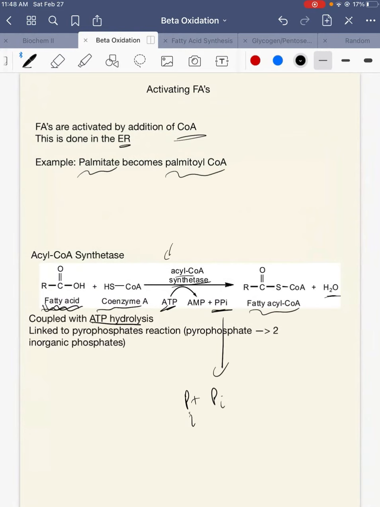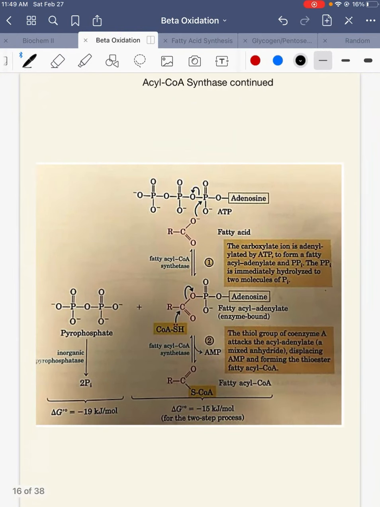So it's slightly negative by itself, but coupling it with the breaking down of pyrophosphate produces more energy for the cell to use, not phosphate. We're breaking down a pyrophosphate into two different phosphates. So this is a different way to look at it.